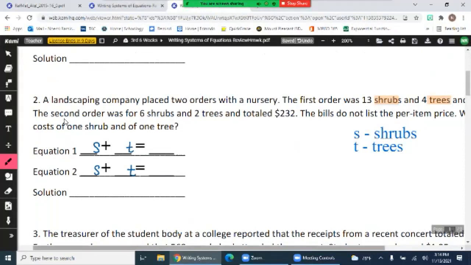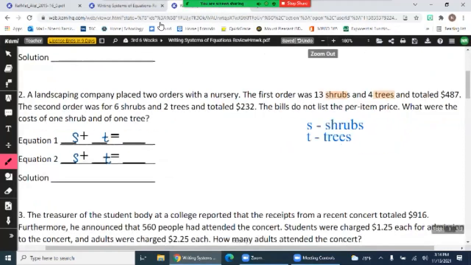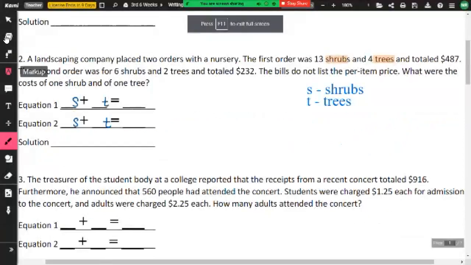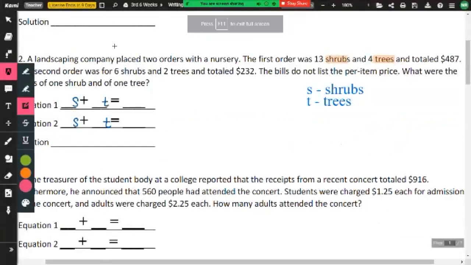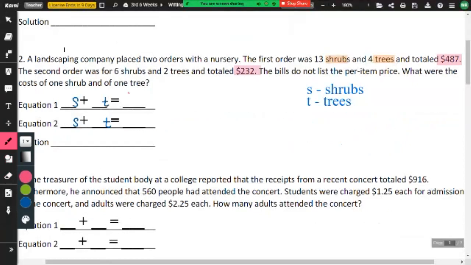Now, this one does give us both totals. Both totals are your 487 and your 232. Now, since both totals are reflecting the same description, they're both dollar signs. That means all four numbers that I need for my blanks are going to be found within the word problem. So 487, 232. Now for 487, you get 13 shrubs, 4 trees, 13 and 4, and then you get 6 shrubs, 2 trees, 6 and 2.